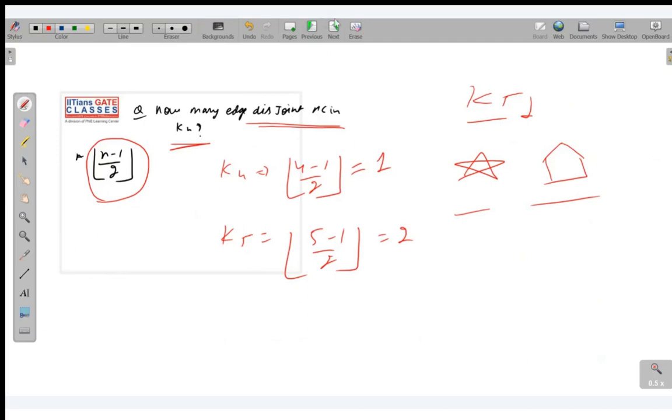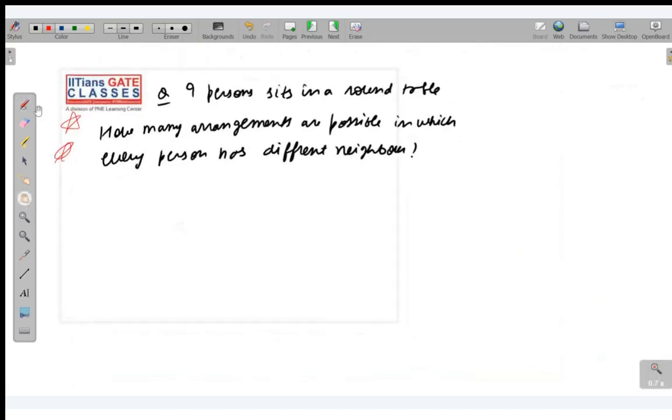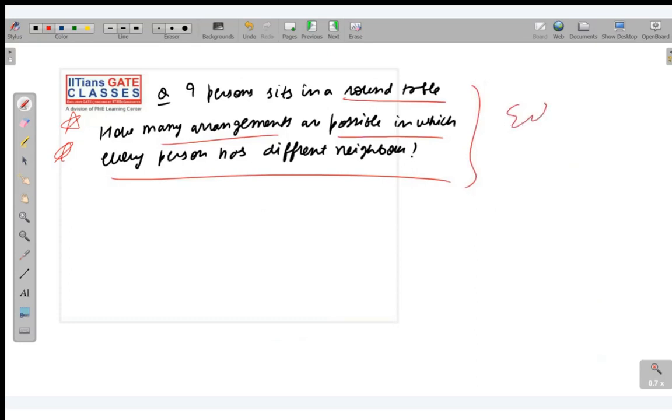This is a very important question. If you know the theory, then you will be able to answer it. Otherwise, you might not. The question says 9 persons sit at a round table. How many arrangements are possible in which each person has a different neighbor? Indirectly, they want to ask about edge disjoint Hamiltonian circuits only.